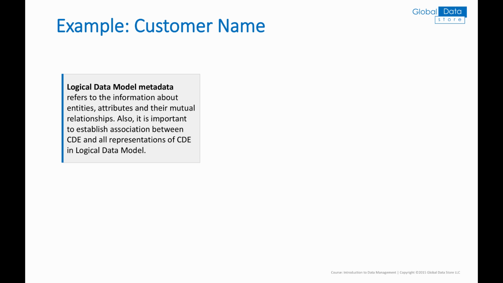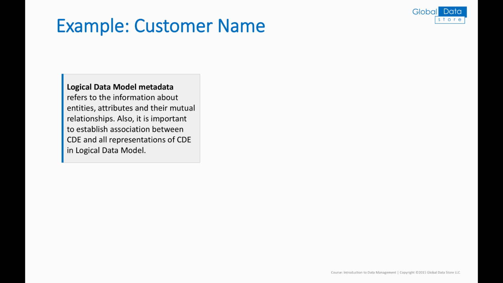Now, let's get to the first example of technical metadata. The one shown on the screen is specifically related to the logical data model. Logical data model, or LDM metadata, refers to the information about entities, attributes, and their mutual relationships. After collecting metadata about the logical data model, it is important to establish association between the CDE and all representations of the CDE in the logical data model. That way you will be able to trace CDE lineage from business to technology.